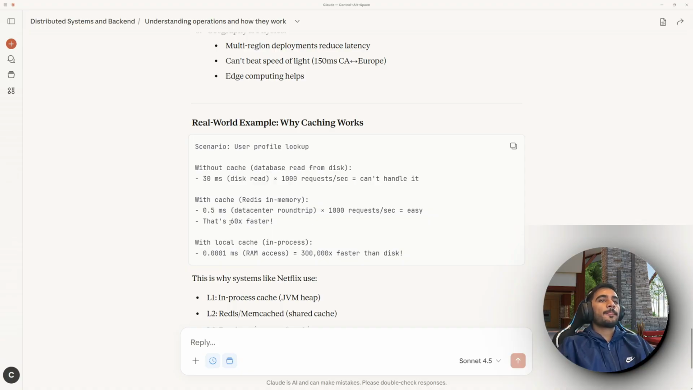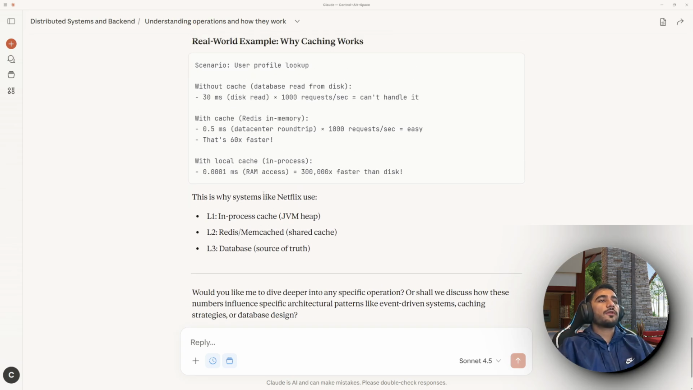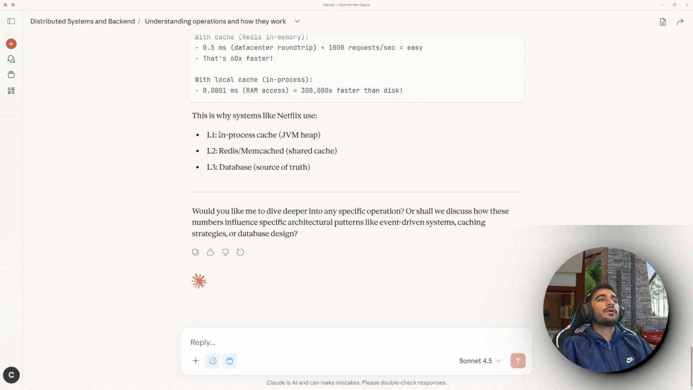All right. So now going on to local cache that is in process, which is way faster. So that is what the comparison is. This is why Netflix uses L1 in-process cache, JVM heap, then L2 Redis or Memcached shared, and then L3 is where they have the database. If both of these caches fail, then they hit the database. All right. So that was about the latency numbers that every programmer should know.